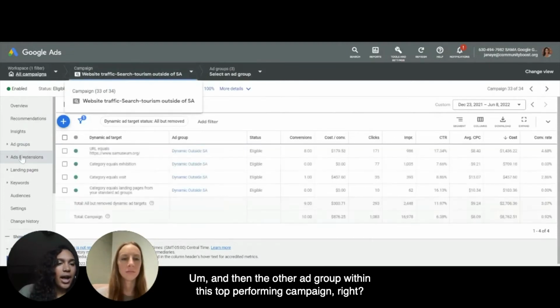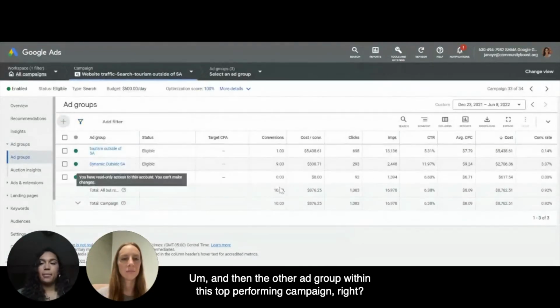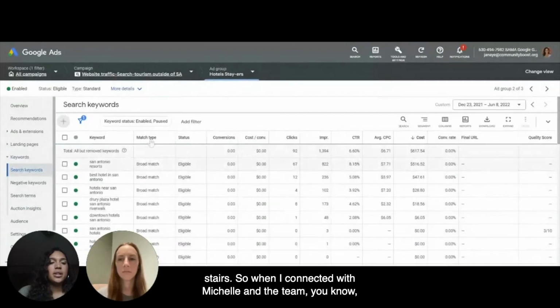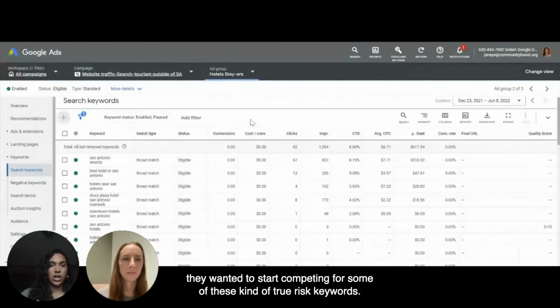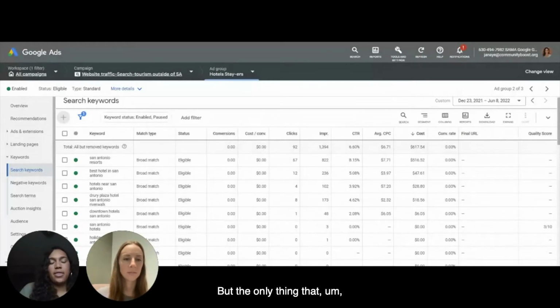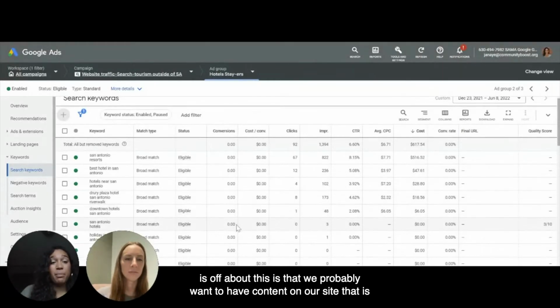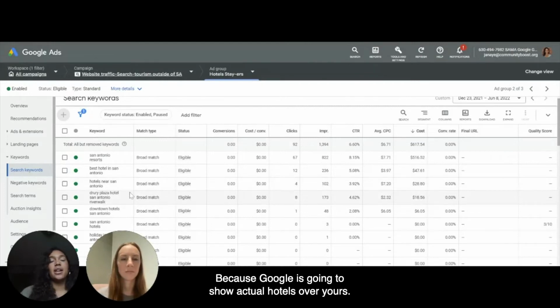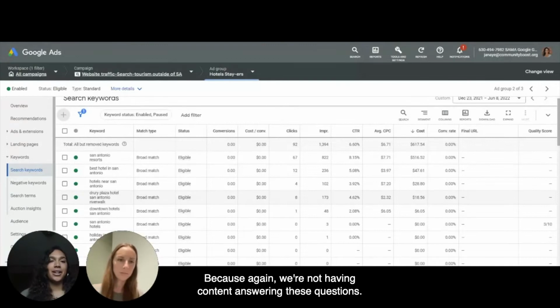And then the other ad group within this top performing campaign, right? This is spending the majority of the account, spending about $8,200, is hotel stayers. So when I connected with Michelle and the team, they wanted to start competing for some of these kind of tourist keywords. But the only thing that is off about this is that we probably want to have content on our site that is talking about best hotels or hotels near me, right? Because Google is going to show actual hotels over yours because, again, we're not having content answering these questions.